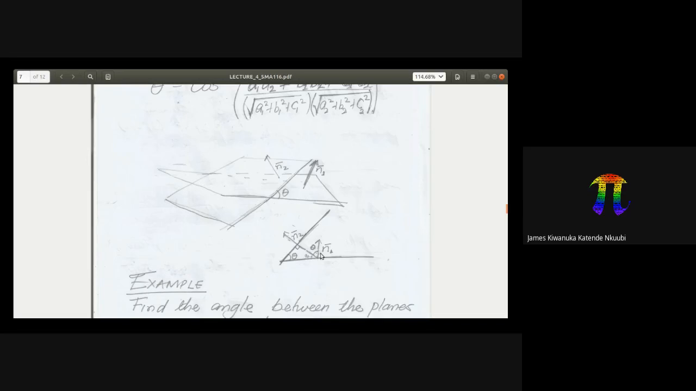So this small n1 represents the unit normal to this plane here, and this n2 represents the unit normal to this second plane. Now this angle, this is the angle theta. It's the same angle theta here. And if this is a unit normal to the plane, you can show that this angle here between these two unit normals is also theta. Can you see why it's theta?